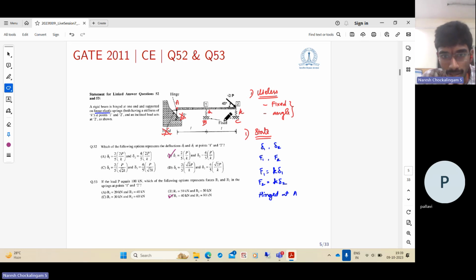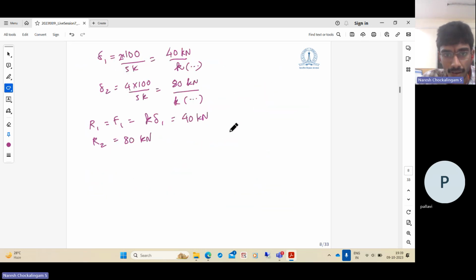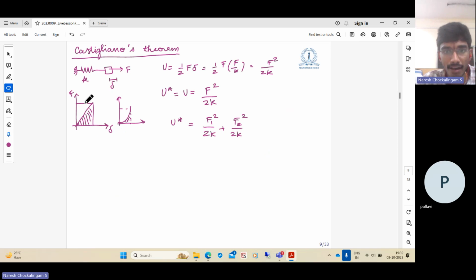Now, what is it that we want? We want to find the forces R1 and R2. But before that, this is fine. Suppose we also have the equilibrium equations. What are they? F1 plus F2 plus Ay is equal to P. And the last one, after cancelling out the L's, we had F1 plus 2F2 is equal to 2P.